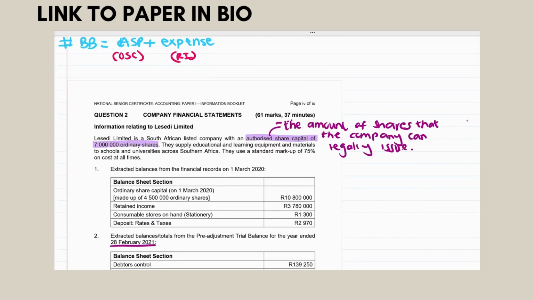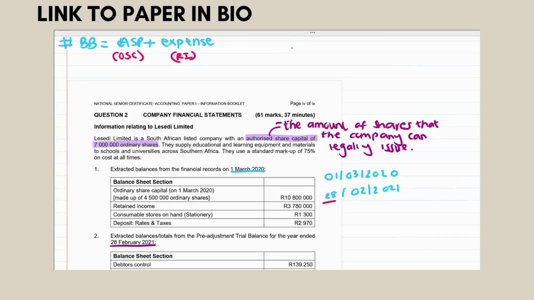We then want to check what is the duration of our financial year. So we're told that the balances on the 1st of March 2020 are the following amounts, and we're also told that the trial balance for the year ended 28th. That means our financial year goes from the 1st of March 2020 up till the 28th of Feb 2021.